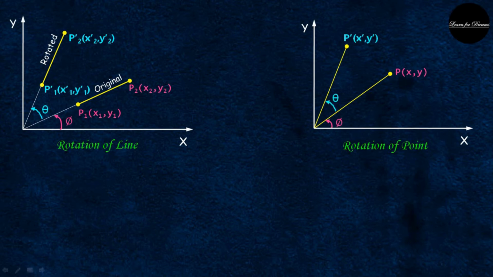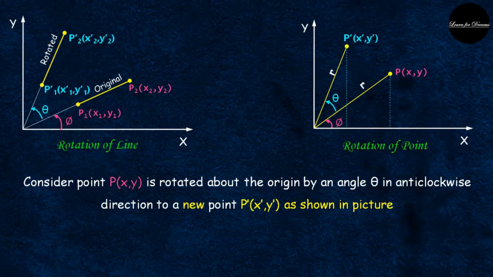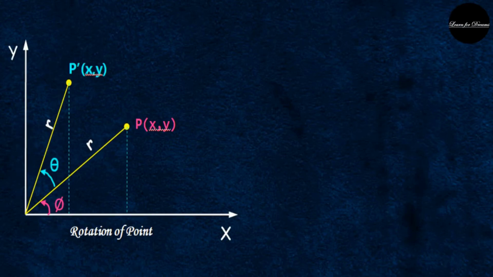Consider point P(x, y) is rotated about the origin by an angle theta in anti-clockwise direction to a new point P dash (x dash, y dash) as shown here. Now this R is the constant distance of the point from the origin, and phi is the original angular position of the point from the horizontal. Now let's find out the equations for x dash and y dash. Keep this diagram for reference.